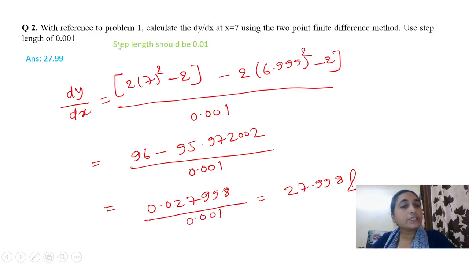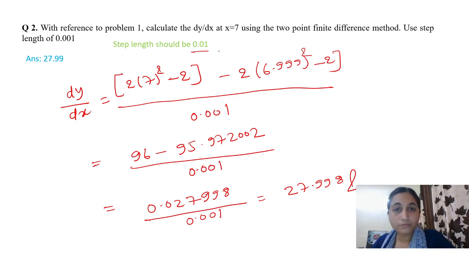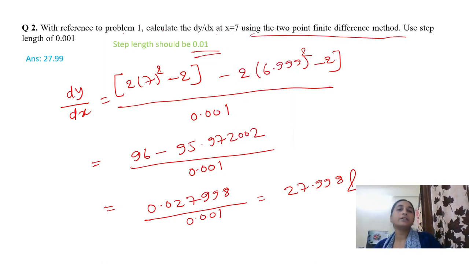Yeah, there is a mistake in these questions also. I think in these questions it's written to only use a step length of 0.001, but in place of 0.001, use 0.01. And this question will be like this: with reference to problem 1, calculate the dy by dx at x equal to 7 using the 2-point finite difference method. So you follow this question, not what's given there.